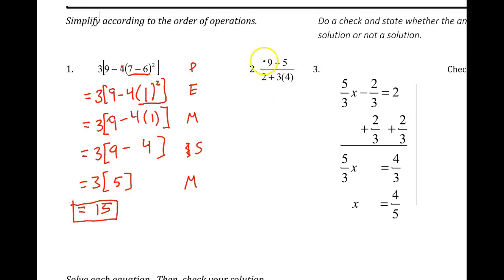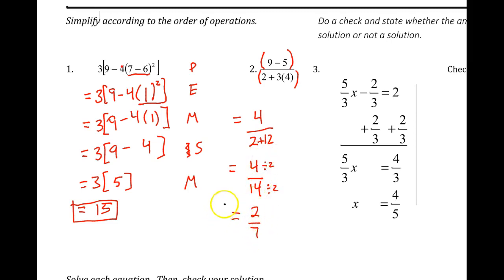For number 2, very similar. Just treat the top and the bottom, the numerator and denominator, as separate problems, and then at the very end, simplify if possible. So on the top here, 9 minus 5 is just 4. On the bottom, we'll have 2 plus 12, which is 4 over 14, which reduces to 2 over 7 after you divide top and bottom by 2. Right, that's how we get 2 over 7.